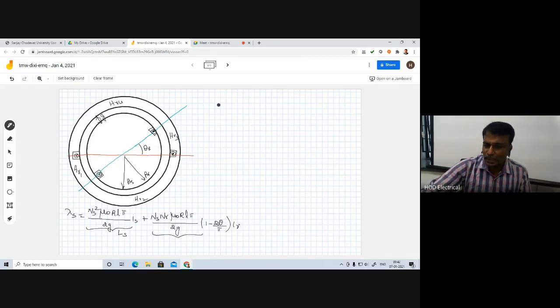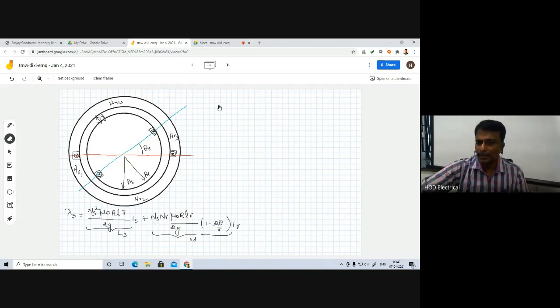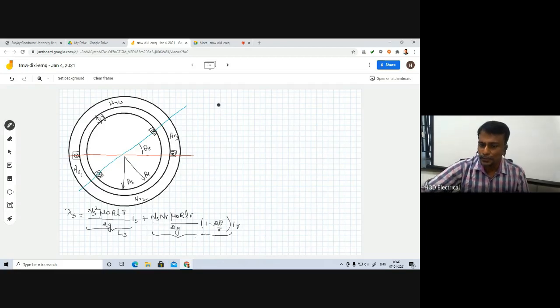This is the mutual inductance. We can write it as mutual inductance M. Let us choose another variable instead of M, and finally choose M in a different way. So this can be written as Lm, which is a function of theta.